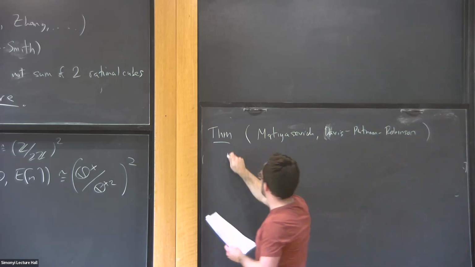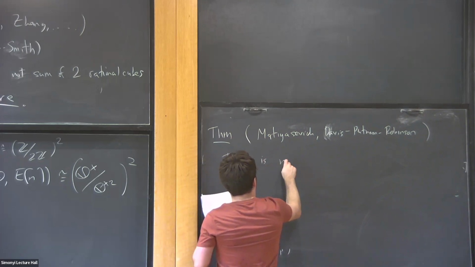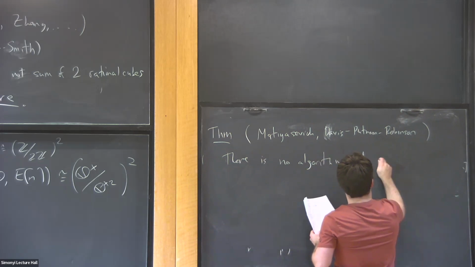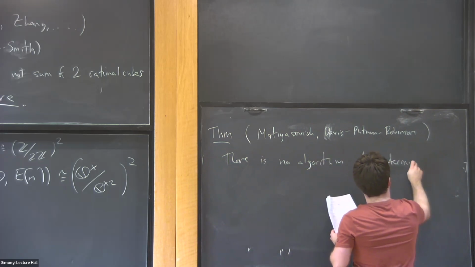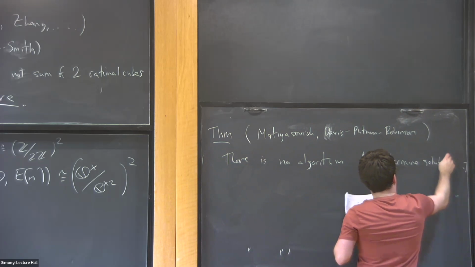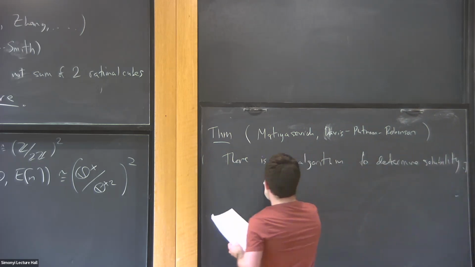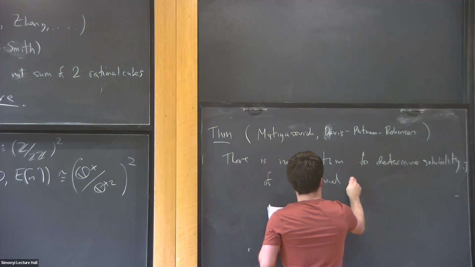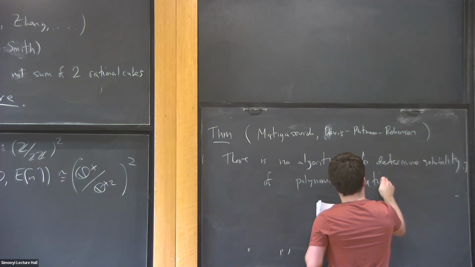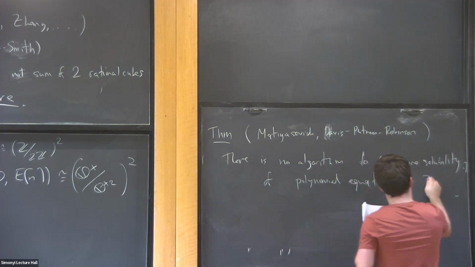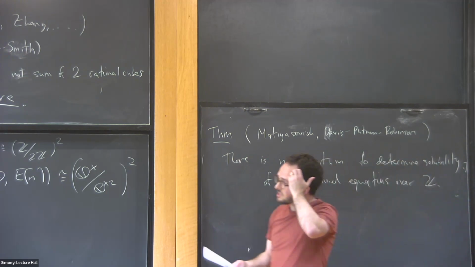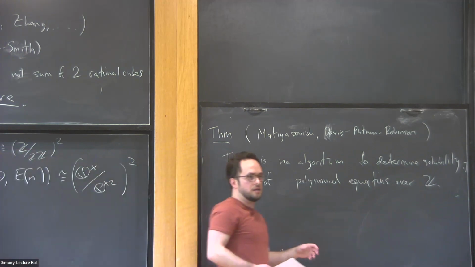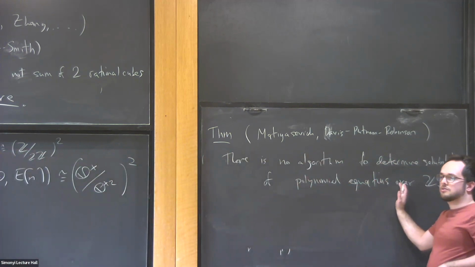So there is no algorithm to determine solubility of polynomial equations over Z, over the integers. It's still not known actually over the rational numbers, whether there's an algorithm or not. But they showed that at least over the integers, there's no algorithm.